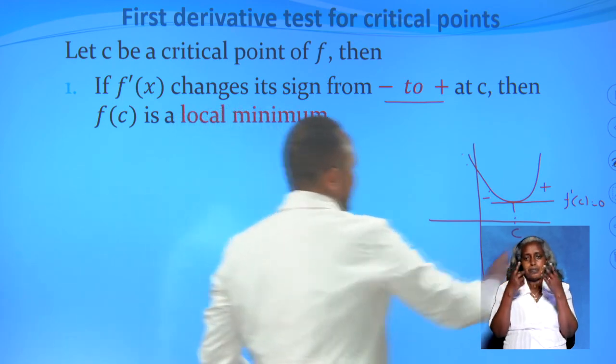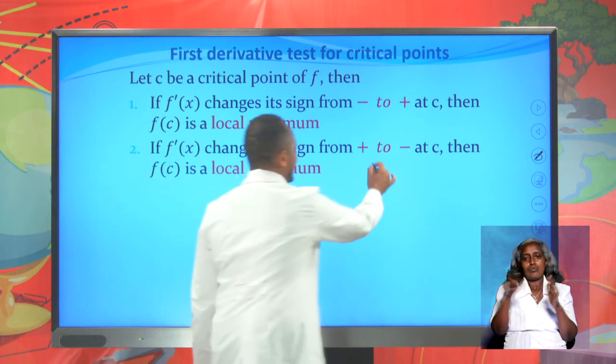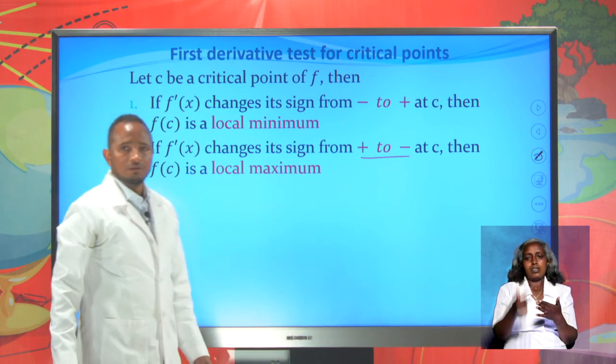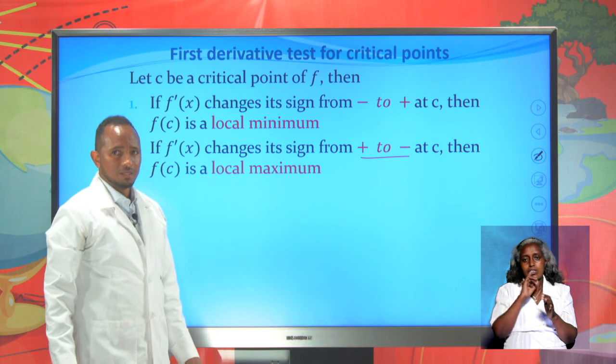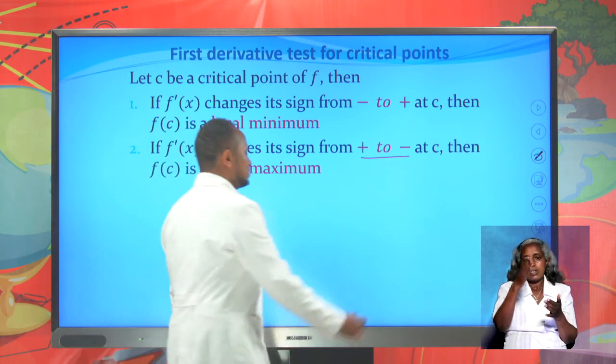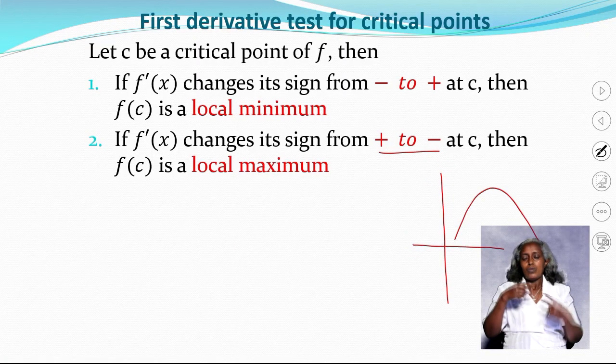Now let's see the next one. If f derivative of x changes sign from plus to minus at c, then f of c is a local maximum point. We can also see this graphically. Look at this one. We have this function.